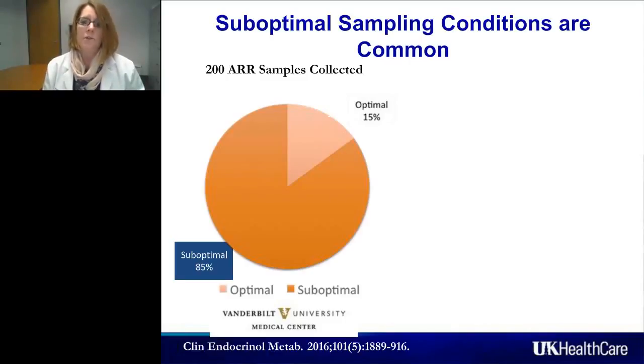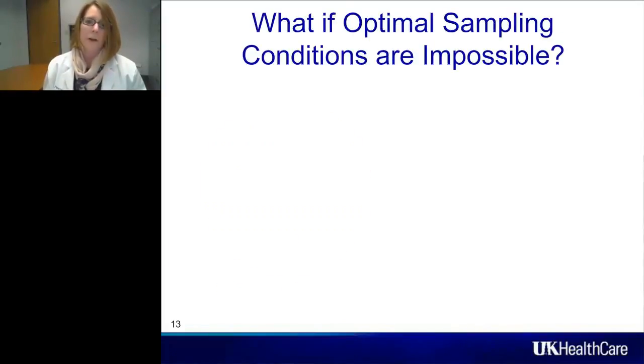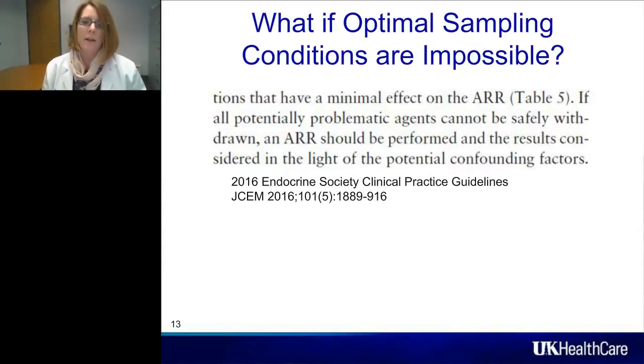However, the large majority was collected either at the wrong time or when potassium status was unknown or abnormal. And so because of this, we've decided that part of this can be corrected with an educational campaign. But the Endocrine Society offers us guidance on what to do about the rest of these. So in their practice guidelines, they state, as I've shown here at the top, if all potentially problematic agents cannot safely be withdrawn, an ARR should be performed and the results considered in light of potential confounding factors.